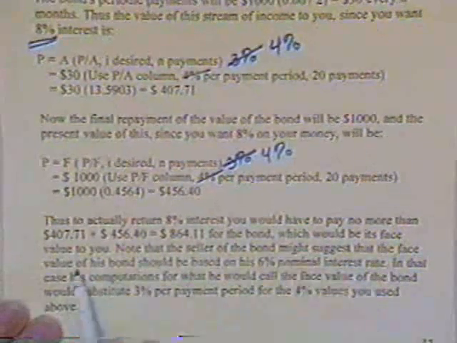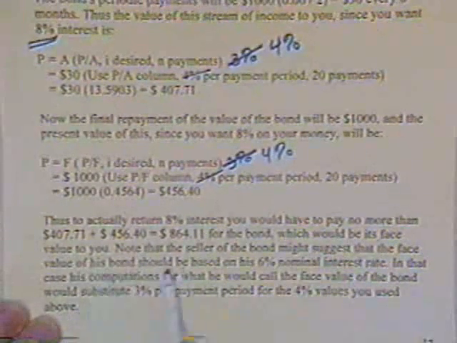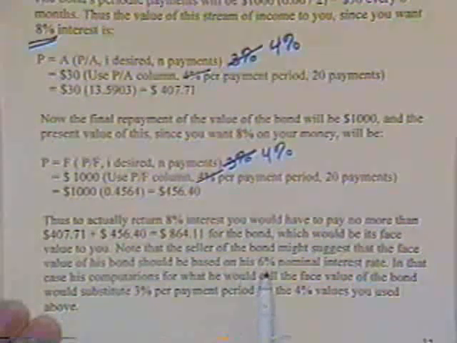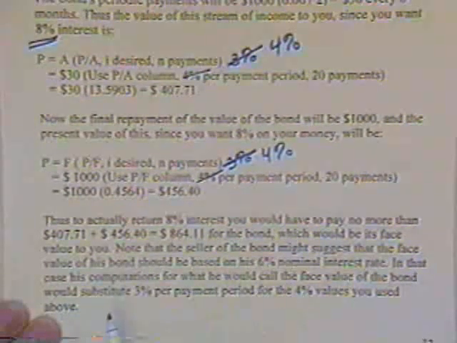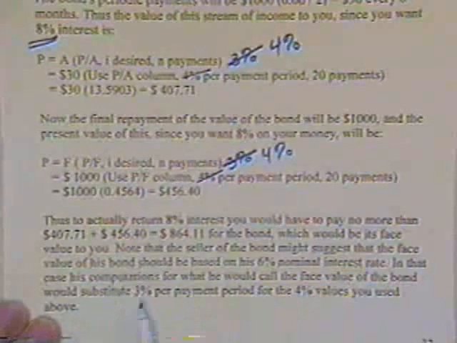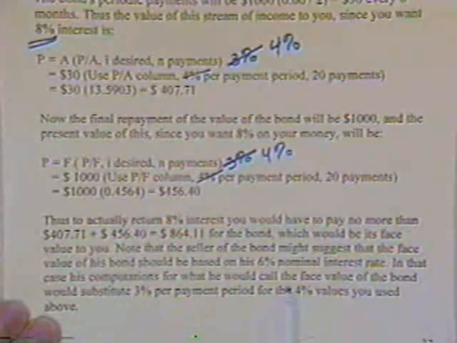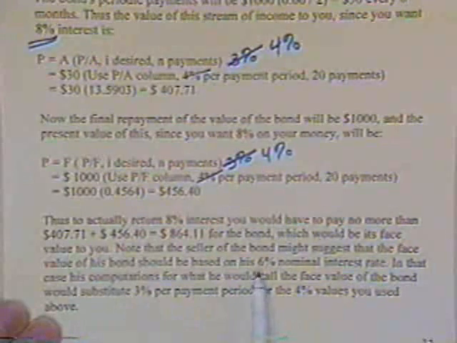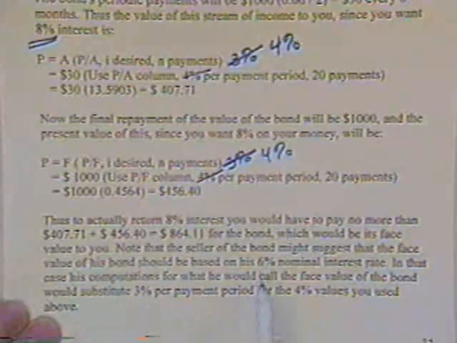Now, the seller of the bond might suggest that the face value of his bond should be based on 6% nominal interest rate. In that case, the computations of what he calls the face value would be 3% instead of 4%. But that's because he's willing to take 6%. If you're not, it doesn't have that value to you.